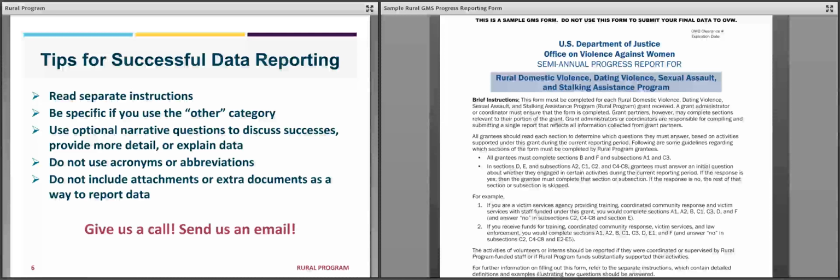We ask that you try not to use acronyms or abbreviations in your data. And if you do use an acronym, please provide an explanation in each question where you use that acronym. Please do not use attachments or extra documents to provide data that is asked for in the report. Only data that is contained in the reporting form itself will be received and analyzed by VAWA MEI.